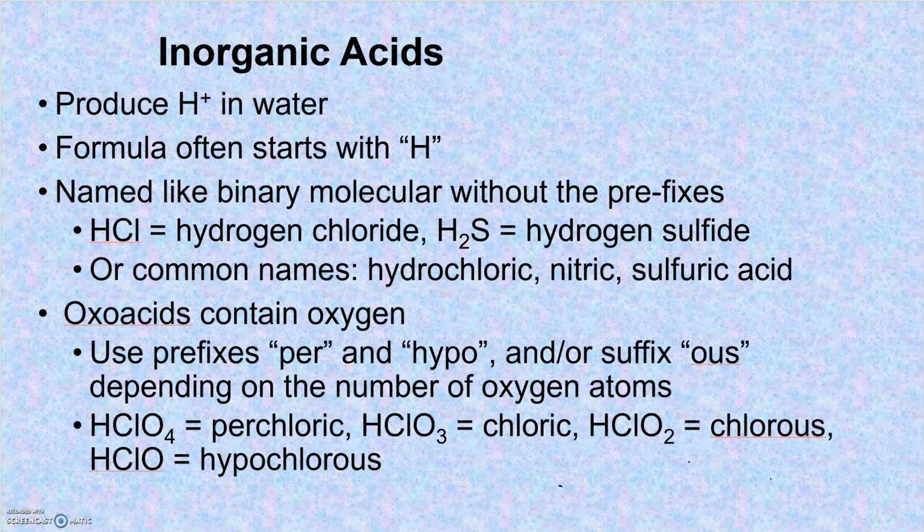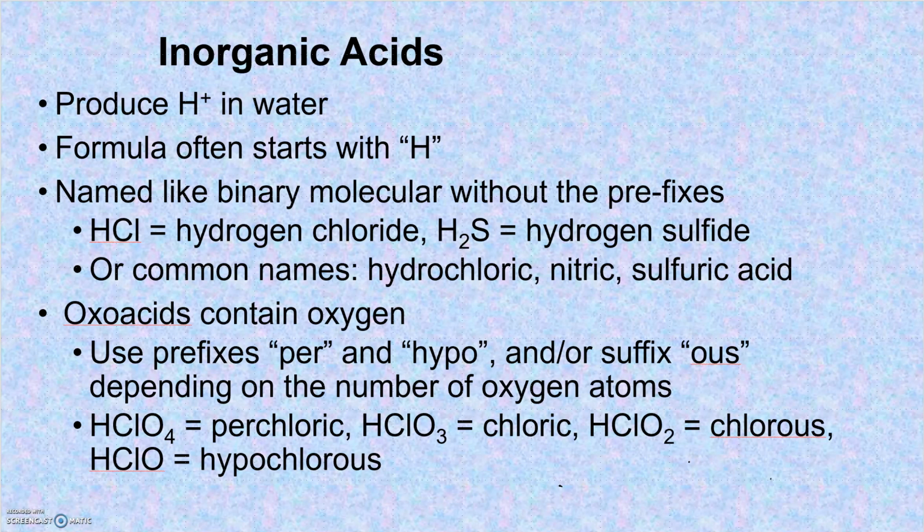Inorganic acids. Inorganic meaning not containing carbon. These acids will produce an H plus in water, or a hydrogen ion. The formula often starts with an H, not always. But they are named just like our binary molecular compounds that we just taught you how to name, without the prefixes. So HCl can be called hydrogen chloride. H2S, even though there's two hydrogens, is still just hydrogen sulfide.